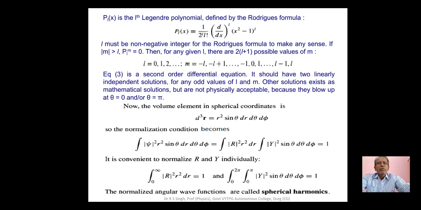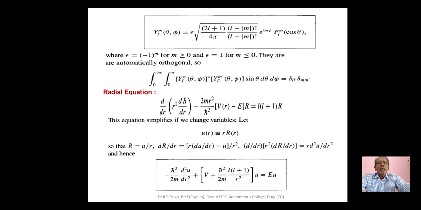The normalized angular wave functions are the spherical harmonics Y L m function of theta and phi. The spherical harmonics Y L m function of theta and phi is related to the associated Legendre polynomial P L m function of cos theta. To solve the radial equation in R, we change the variable and write capital R equal to u upon small r, and then we get the resulting differential equation in u.